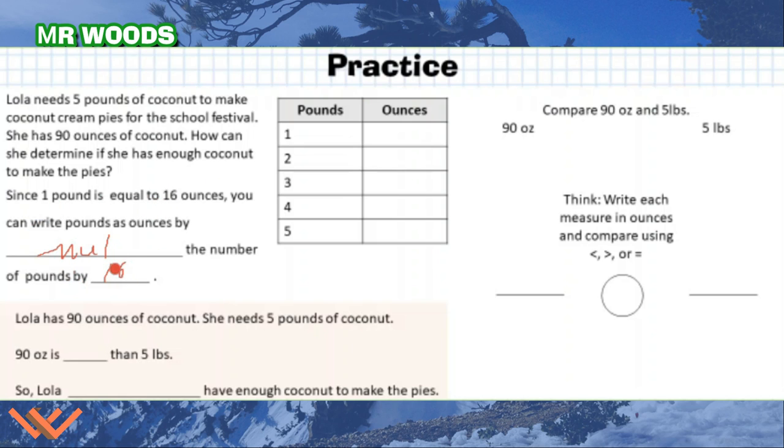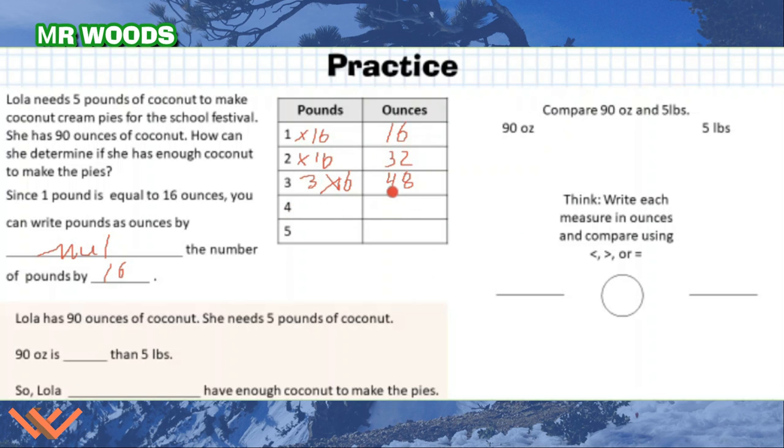So if I have 2 pounds, I'll just multiply 2 times 16. Let's do that here. So 1 times 16 is equal to 16 ounces. 2 times 16 is just 16 plus 16, so that's going to be 32. 3 times 16. Notice the pattern. So it's 1, 2, 3, and whatever it is, times 16. So I'm adding another 16 here. That's going to be 48. And then 4 times 16.